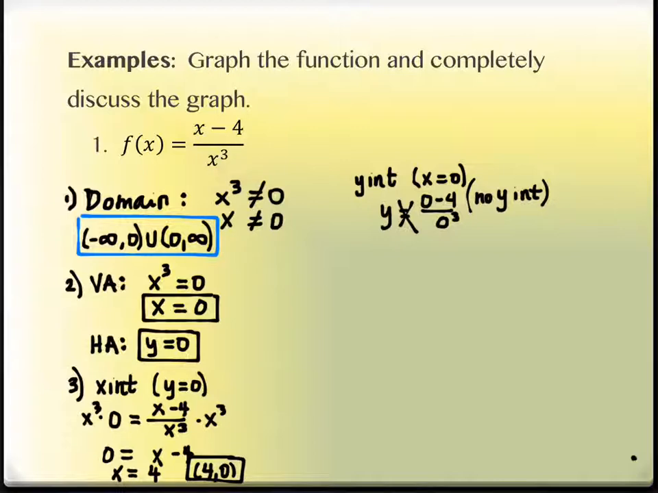Now, pause for a moment and think with me. Why does it make sense that there's no y-intercept? There's an asymptote there. Yeah, there's an asymptote there. So that's a reasonable thing to happen in this particular problem. All right, step 4. What was step 4?